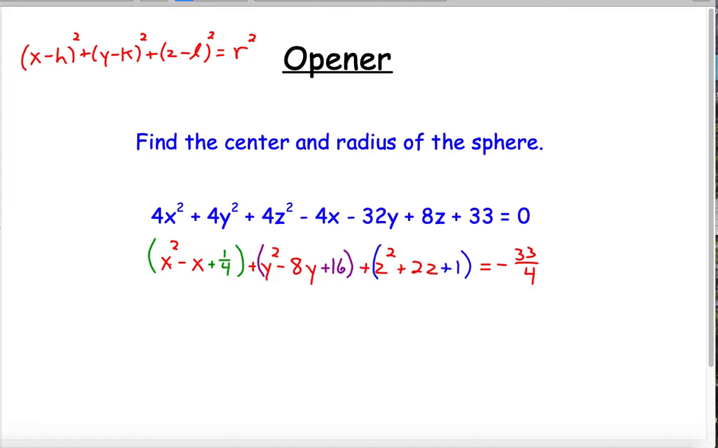Now, I have to do the same thing to the other side, otherwise I've upset the equation, the balance. And so I'm going to add a 4th to the other side, I'll add 16 to the other side, and I'll add 1 to the other side.